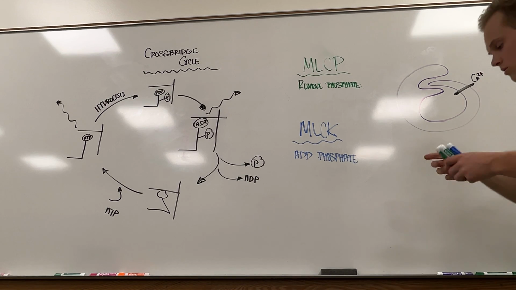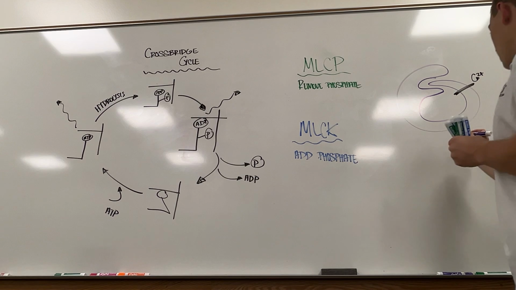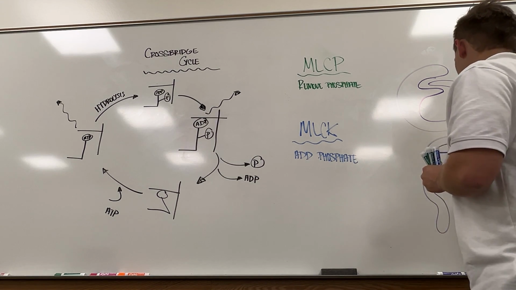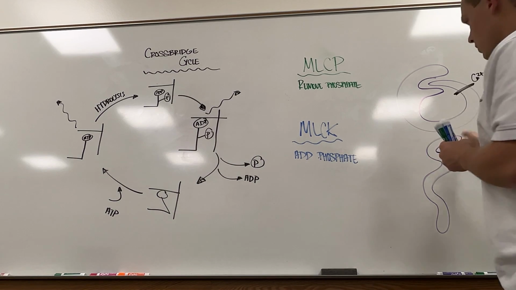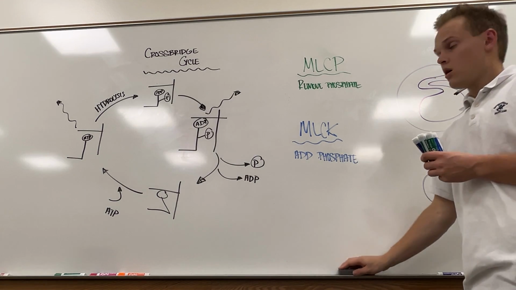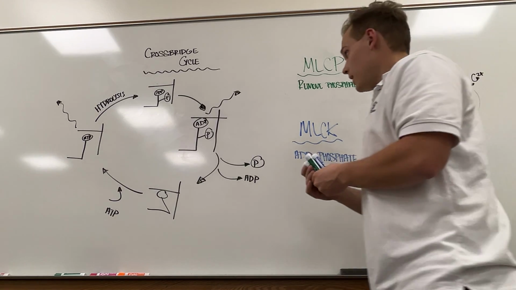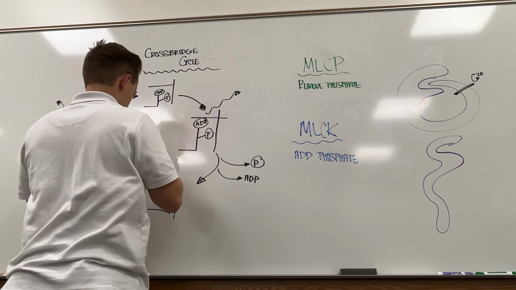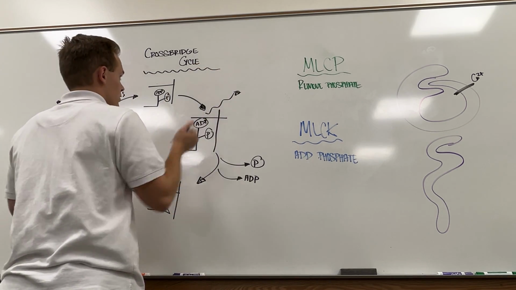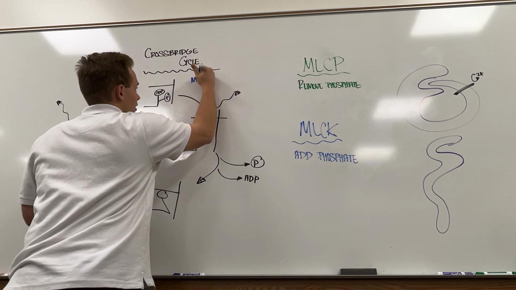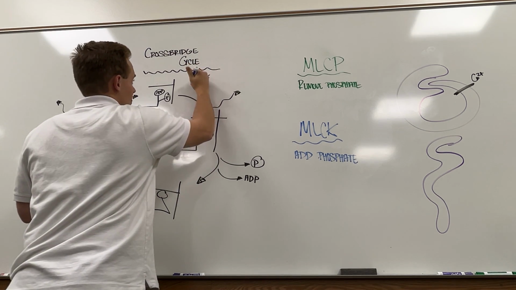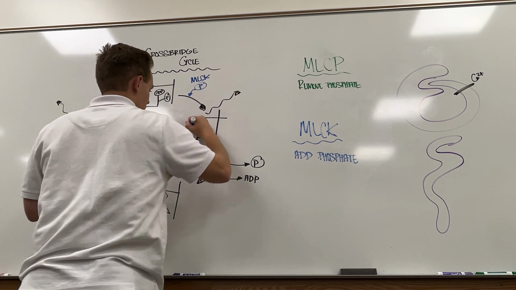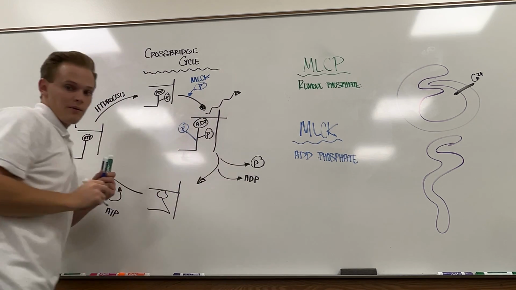And what that's going to do is open it, or we could say activate it, okay? Which is going to allow it to add a phosphate. Where that phosphate's going to come in is right here. So I guess we're going to use blue. We're going to say MLCK. It's going to add a phosphate. So now we have an extra phosphate right there.